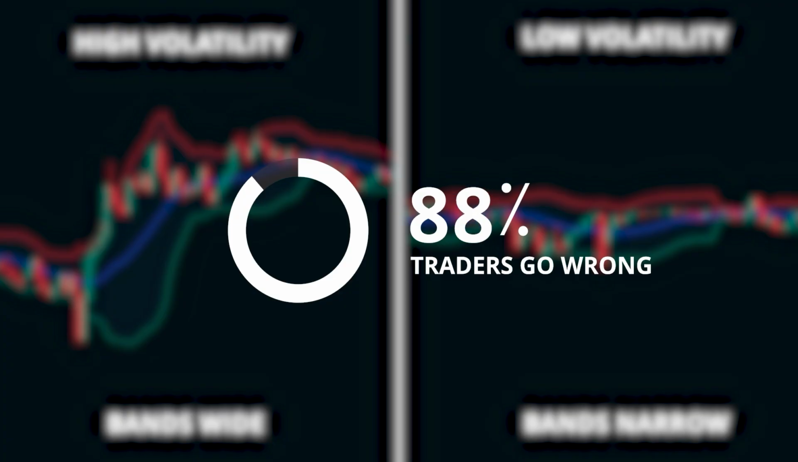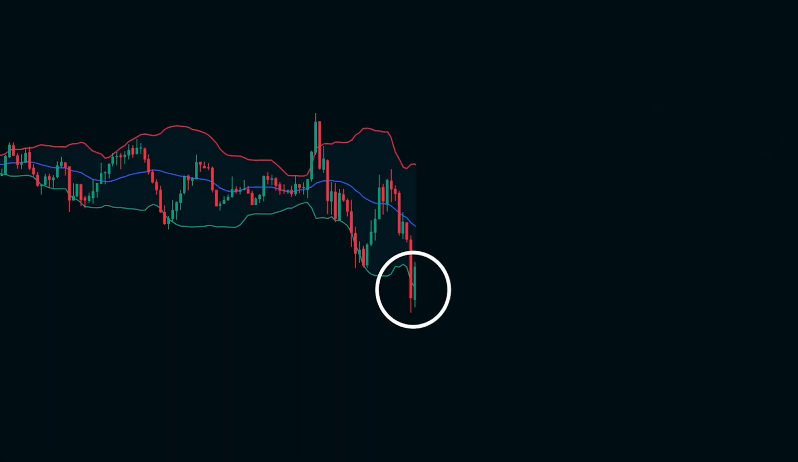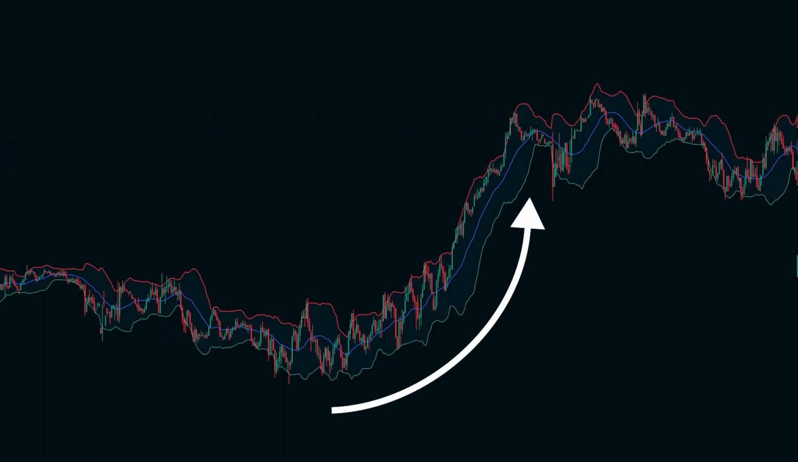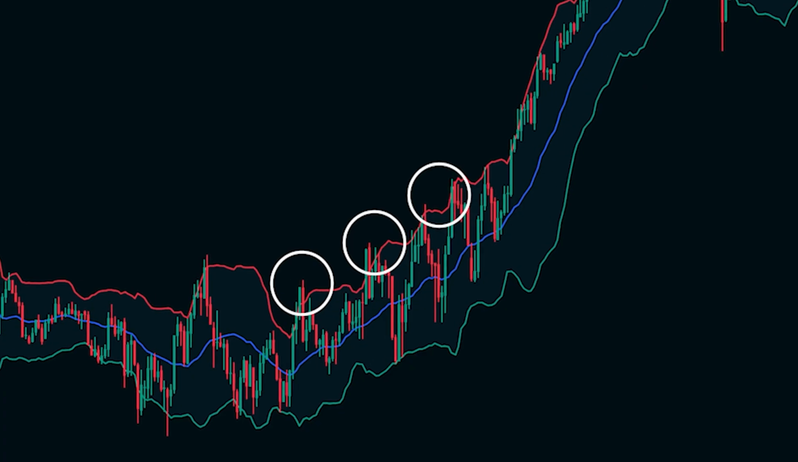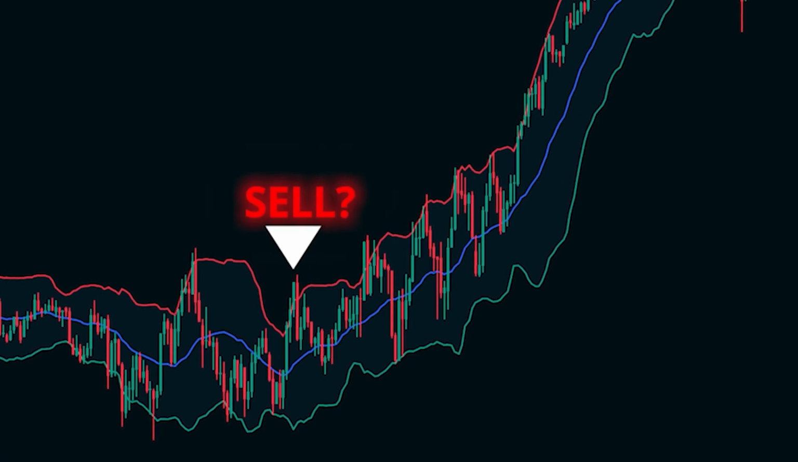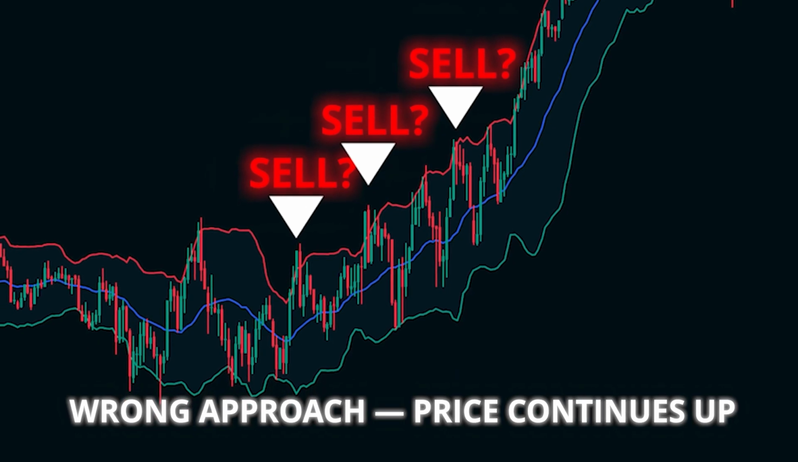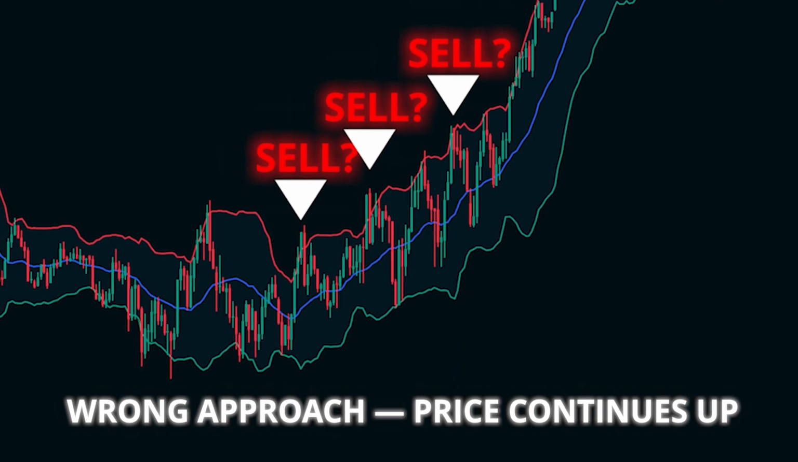However, and this is where 90% of traders go wrong. Just because price moves outside the bands does not mean a reversal is coming. In a strong trending market, price can walk along the upper band for many candles in a row. Selling every time the upper band is touched leads to consistent losses. We will address this fully in the strategy section. First, let us cover the 3 key uses of this indicator.